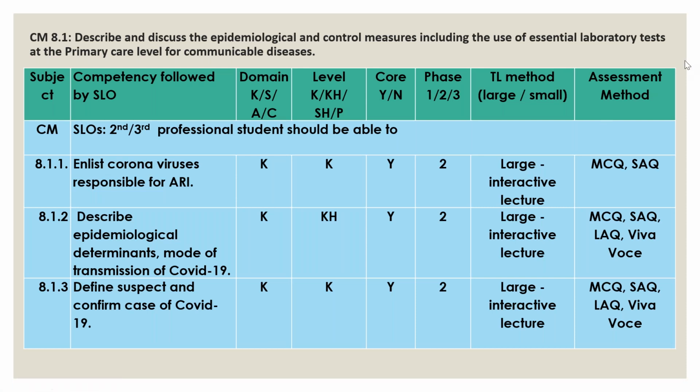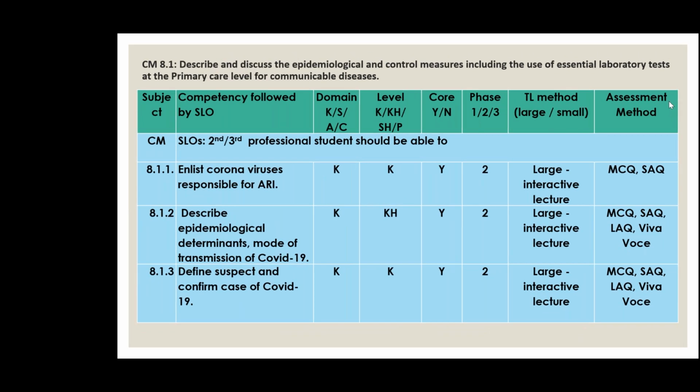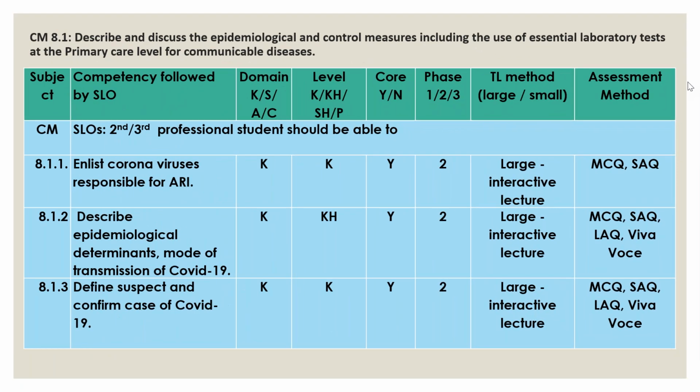The competency allotted to our group G was related to communicable disease, that is competency number 8.1, 8.3 to competency 8.6. But for today's assignment purpose, we have chosen competency 8.1, that is, describe and discuss the epidemiological and control measures, including the use of essential laboratory tests at primary healthcare level for communicable diseases. There are n number of communicable diseases, but for today's presentation we have chosen COVID-19 as a topic in relation to the current pandemic situation.